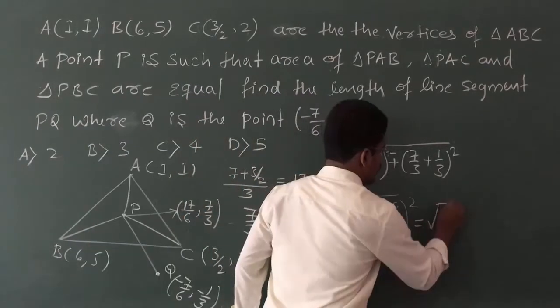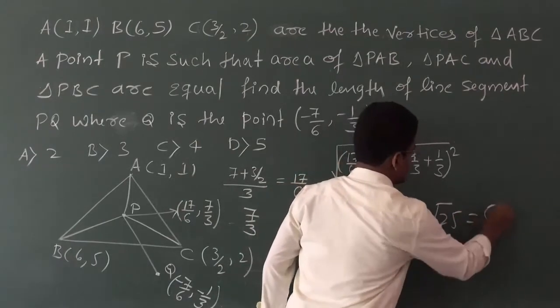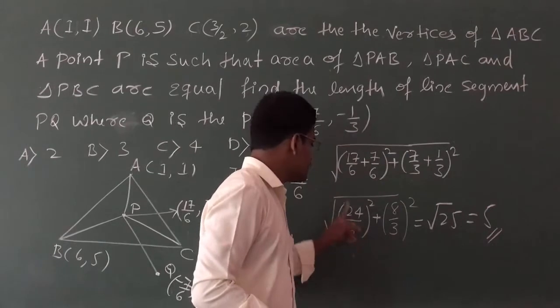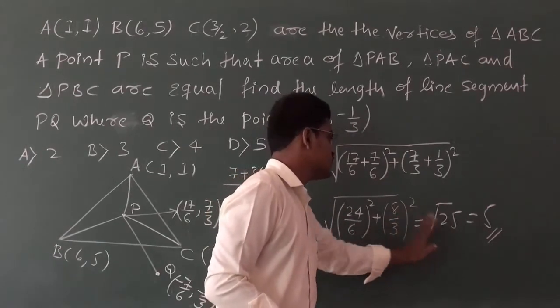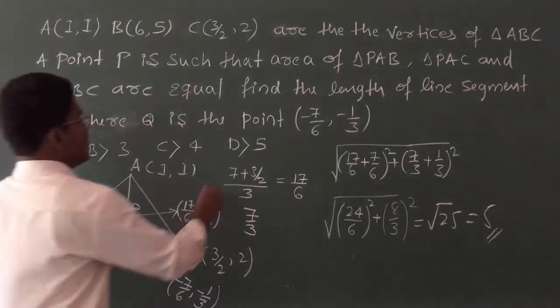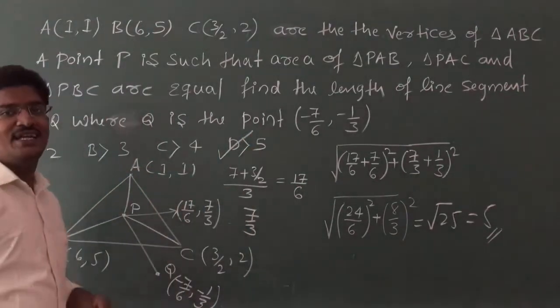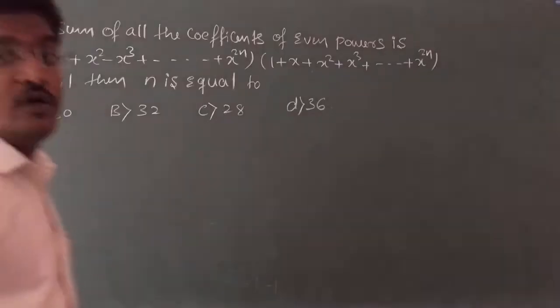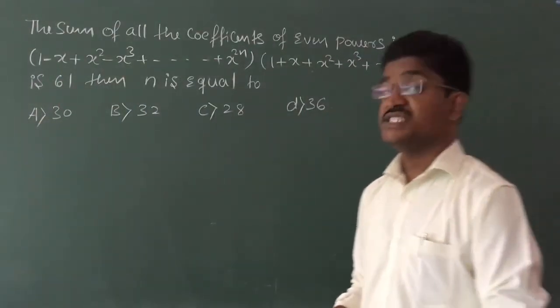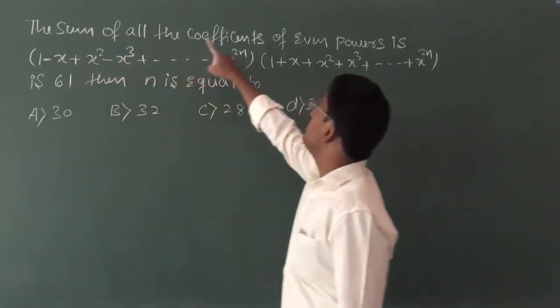Okay, root 25, and that is equal to 5. Clear? So if you simplify root of (24 by 6) whole square plus (8 by 3) whole square, it will be root 25. So that will be equal to 5, and your answer will be option D. Clear? Okay. Okay students, so now let us move to the next question.